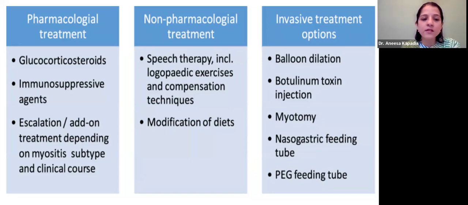And sometimes, despite all our measures, if patients do develop certain complications, we must add on surgical mechanisms of treatment, such as maybe a PEG tube or nasogastric tube.